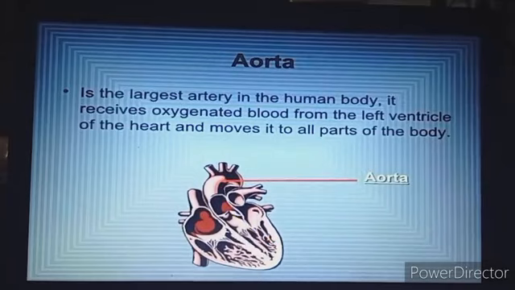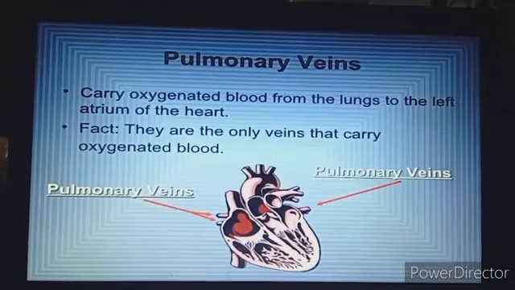The aorta is the largest artery in the human body. It receives the oxygenated blood from the left ventricle of the heart, and then it moves this blood to all the parts of the body.